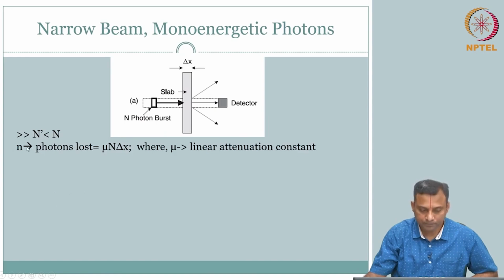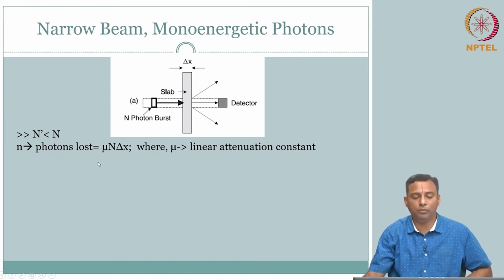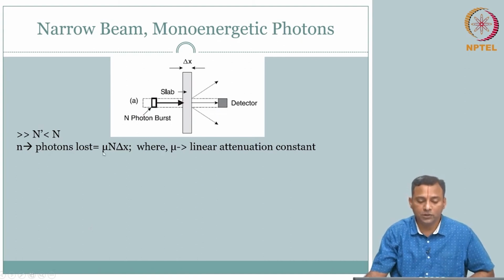So if you do this thought experiment, then you can write that capital N is your number of photons that are lost, right? The number of photons that are lost is proportional to delta x and proportional to capital N, right. So this proportionality constant mu is your linear attenuation coefficient. So the number of photons lost is directly proportional to N and delta x. You use this proportionality constant, the linear attenuation coefficient, to make it an equality. So photons lost is equal to mu N delta x. This has to do with the material property, right.